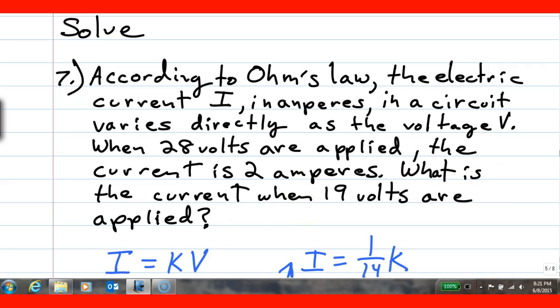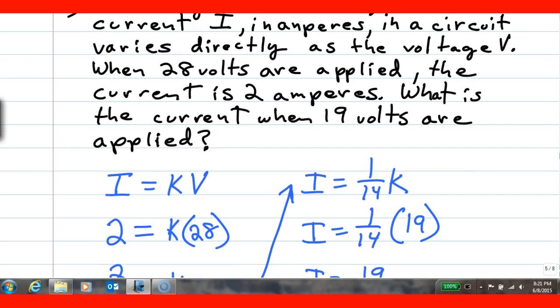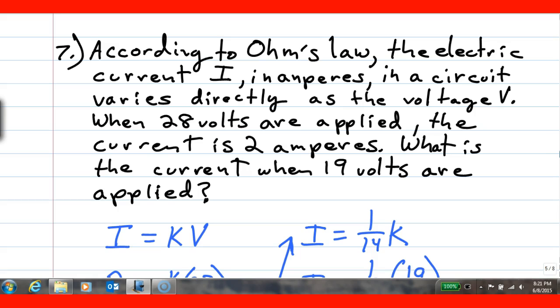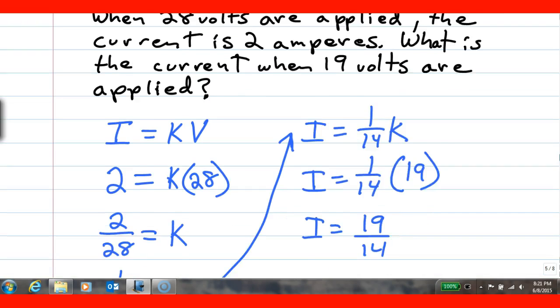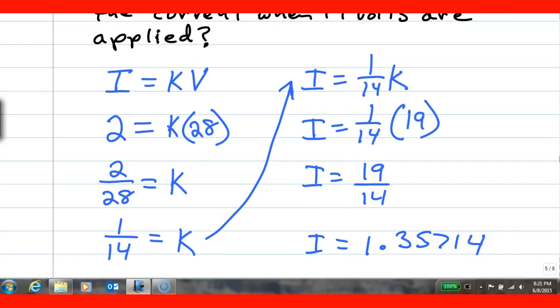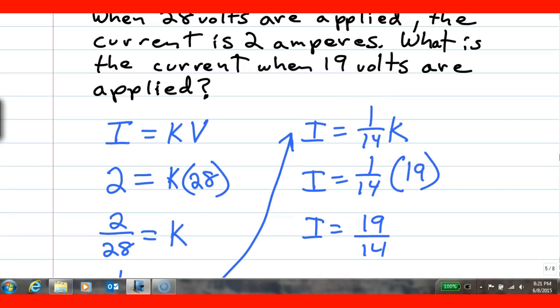So we're going to set up a similar problem. This time we have our I, or current, over here with our variation with our K times our voltage. So we're going to solve with what we know to begin with. So we have 2 amps is equal to K times 28. I'm going to divide that 28 out, and I end up with 2 over 28, which reduces down to 1/14.